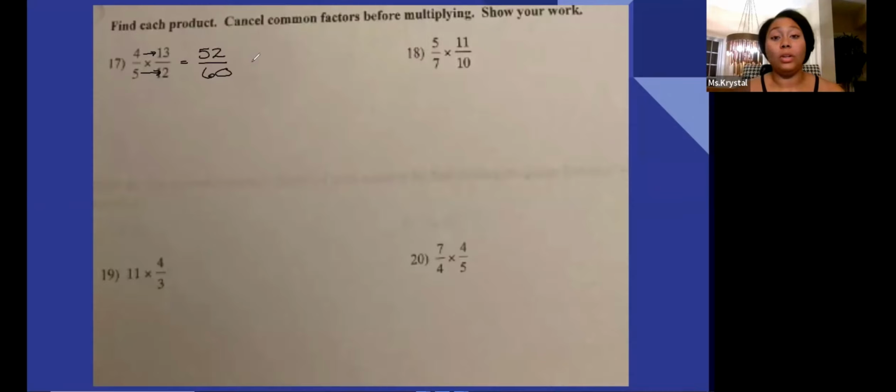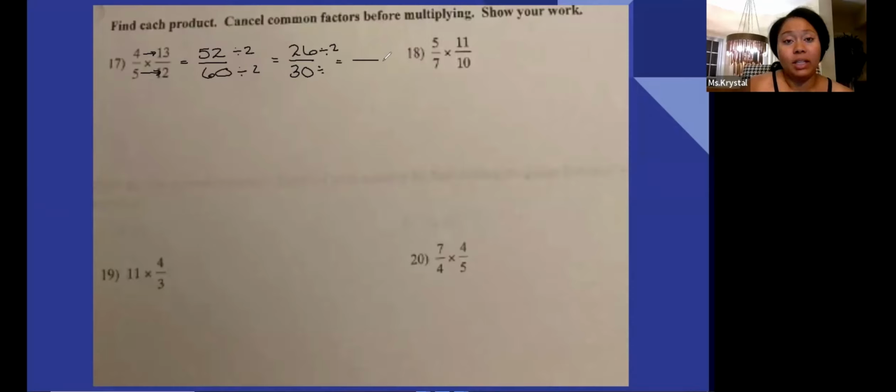So we now want to reduce. Remember, anything that ends in a zero is divisible by 5, and also it is an even number. 52 is an even number. So first we're going to start by dividing by 2 on the top and the bottom. So half of 52 is 26, half of 60 is 30. Again, these are even numbers. I'm going to divide by 2.